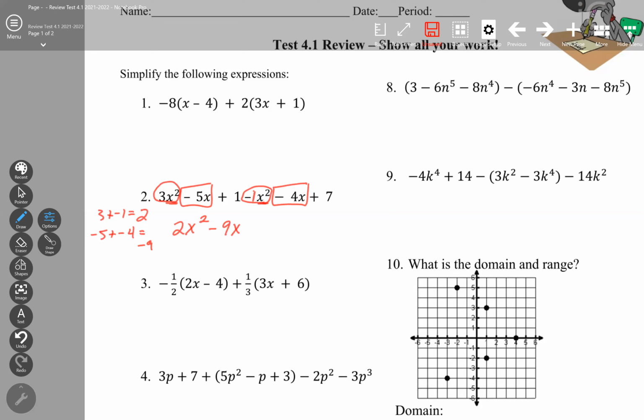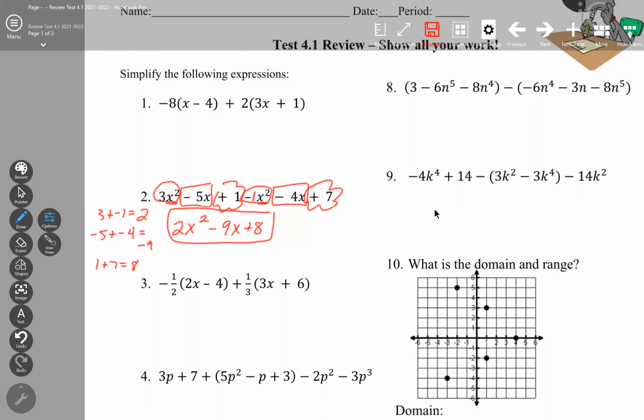And then finally, the last kind of terms we have are constant terms. So you would combine those. We have a positive 1 and a positive 7. So you would do 1 plus 7, and that's 8. So plus 8. And then that would be your answer.